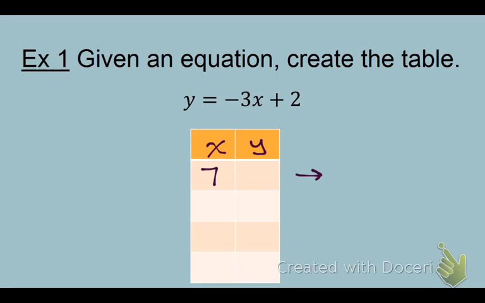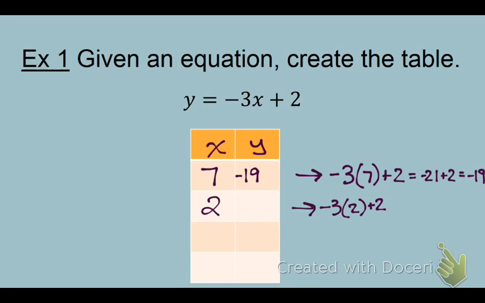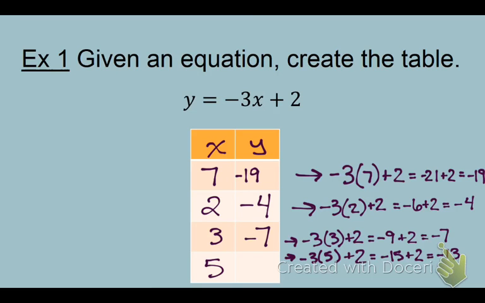I may need to do some work off to the side, like, okay, I have to do negative 3 times that 7 plus 2. So after I do the simplification of plugging in 7, I'm going to put negative 19. You pick another number. So if we plug in 2, then I'm going to do some side work. That negative 4 outcome, we're going to put in the y, and so on. So if I pick 3, plug it in, so we create a table. Sometimes I'm going to give you an equation and ask you to give me a table.